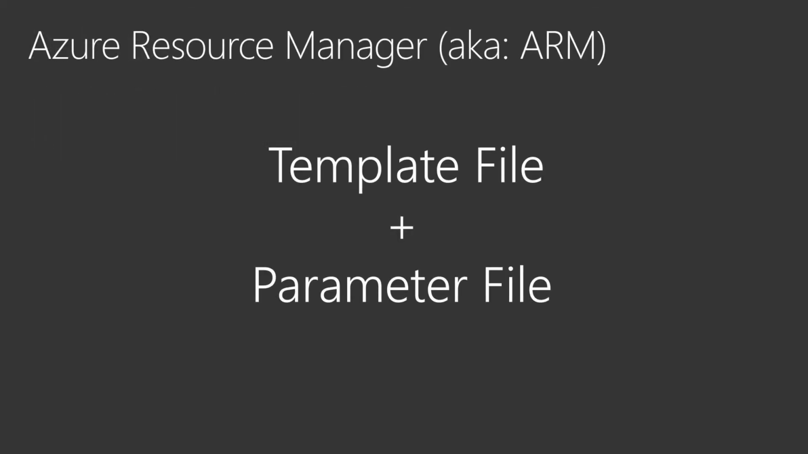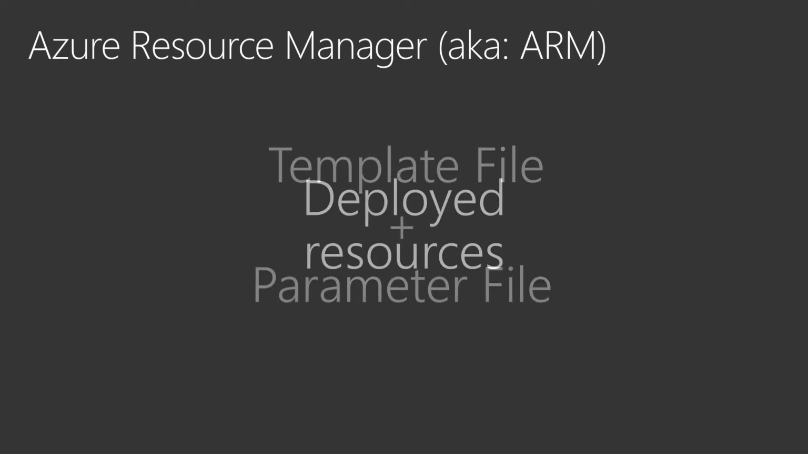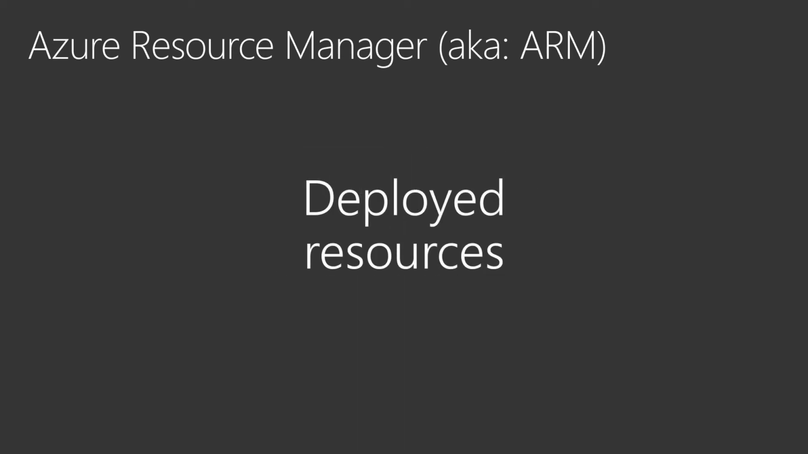So let's talk about Azure. There's something in Azure called the Azure Resource Manager. We're going to call this ARM from now on. And it's basically two things. It's a template file and a parameter file. And when you merge those two together, something amazing happens. It's called deployed resources. It allows you to deploy resources, which is amazing.